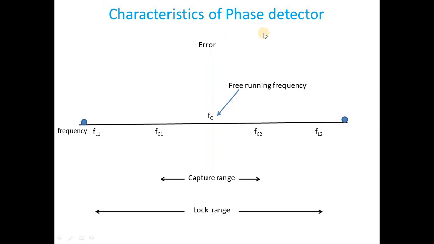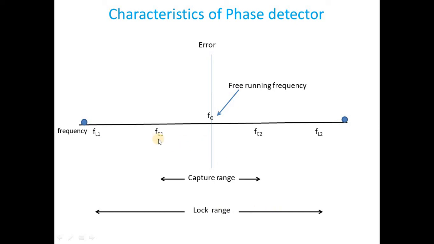Now the characteristics of phase detector. This is the characteristics of error voltage versus input frequency. This F0 is a free running frequency. FC1 and FC2 are the two ends of the capture frequency, or this is the range for capture frequency or capture range. FL1 and FL2, these are the two ends for the lock range or the range for the lock frequency.